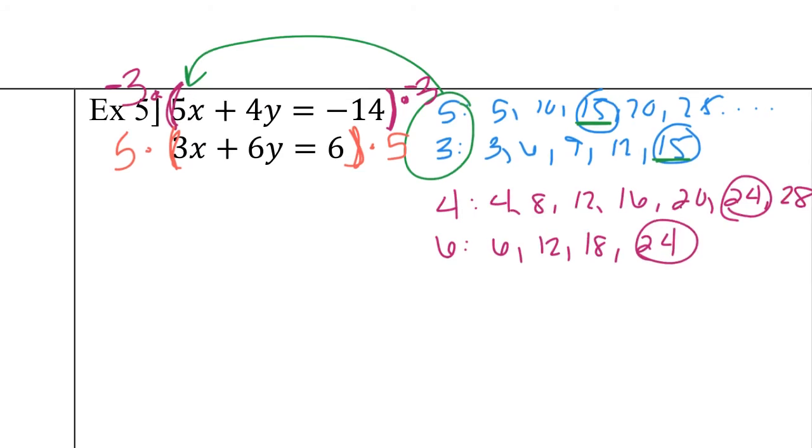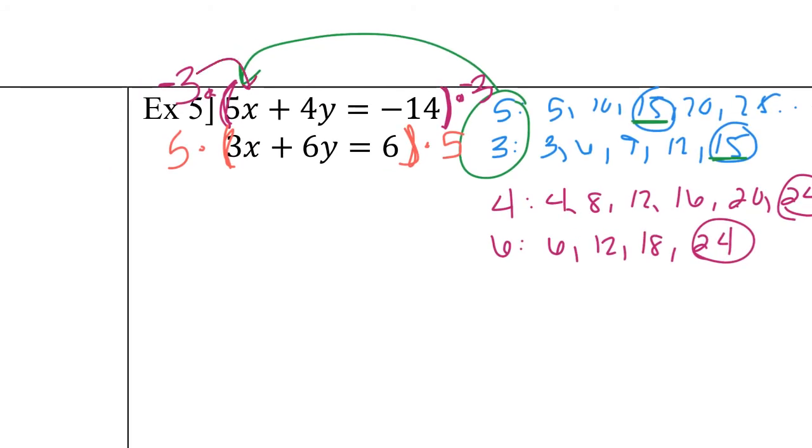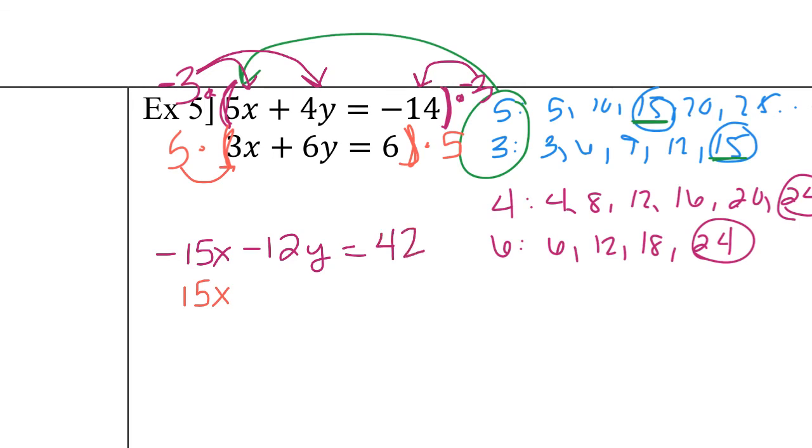Now when you multiply, negative 3 times 5x makes negative 15x. 5 times 3x makes a positive 15x, which is what I needed. So let's continue multiplying because you have to multiply the entire equation. So negative 3 times 4y makes negative 12y, equals negative 3 times negative 14, which makes a positive 42. Now for the bottom. 5 times 6y makes a positive 30y. 5 times 6 makes a positive 30.